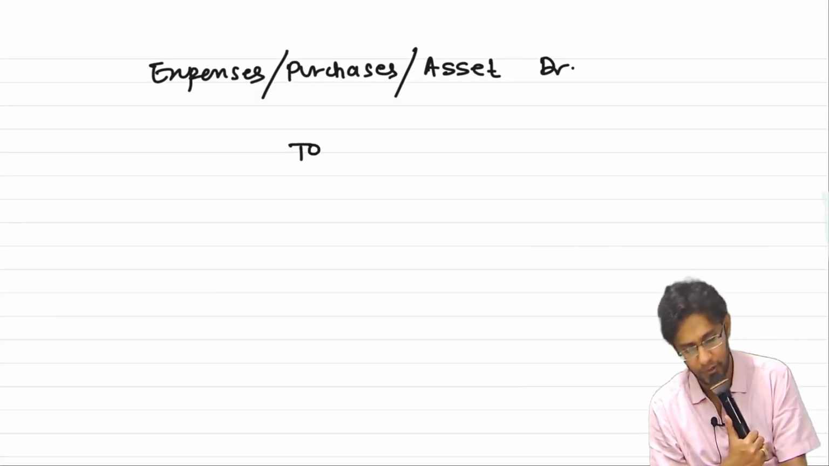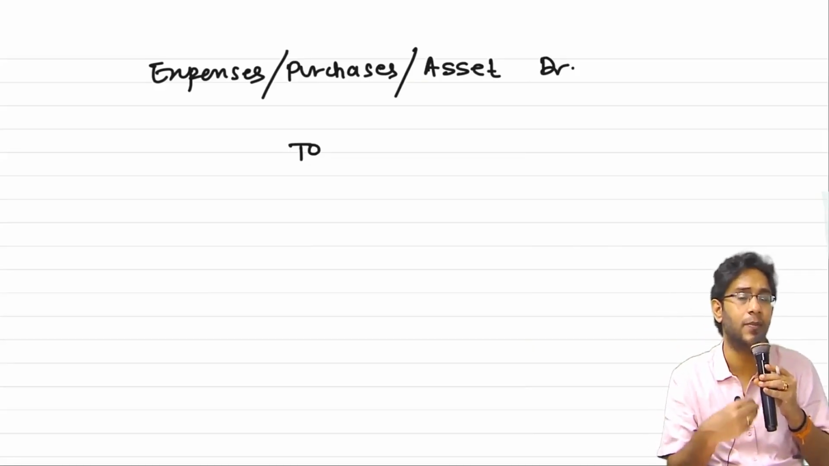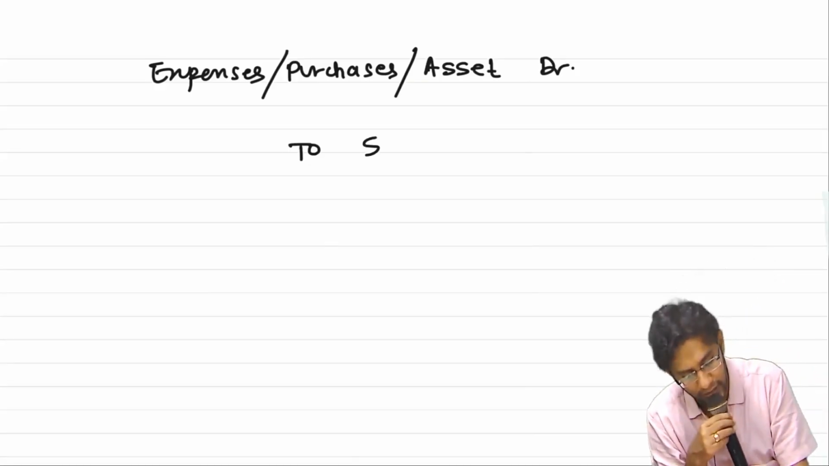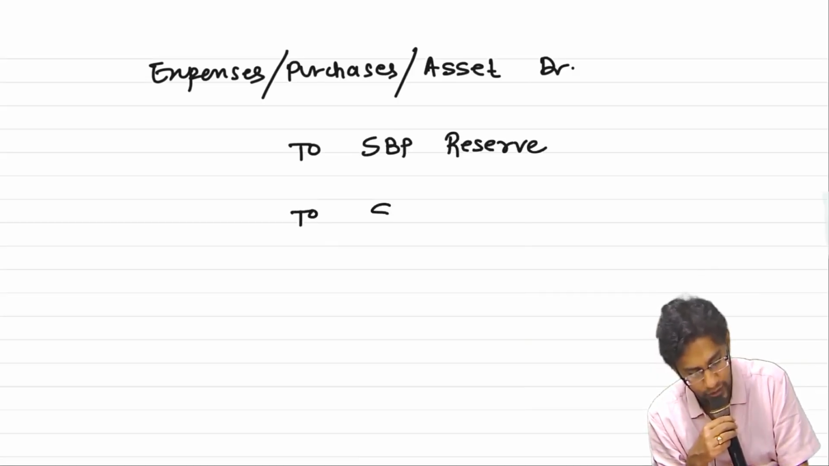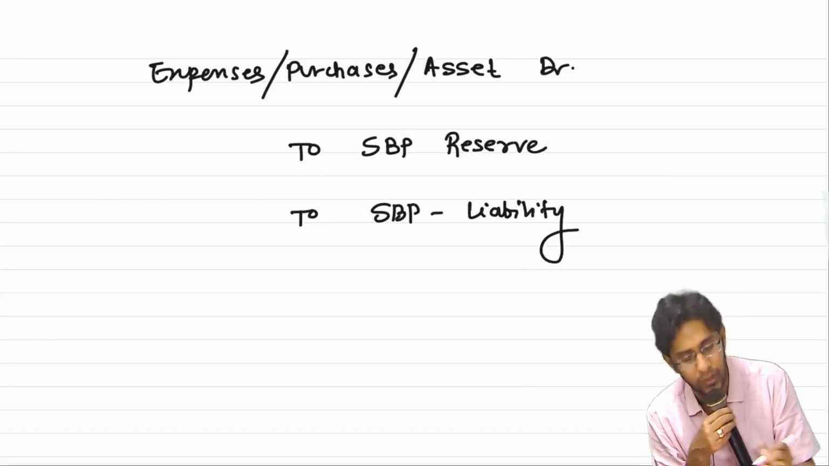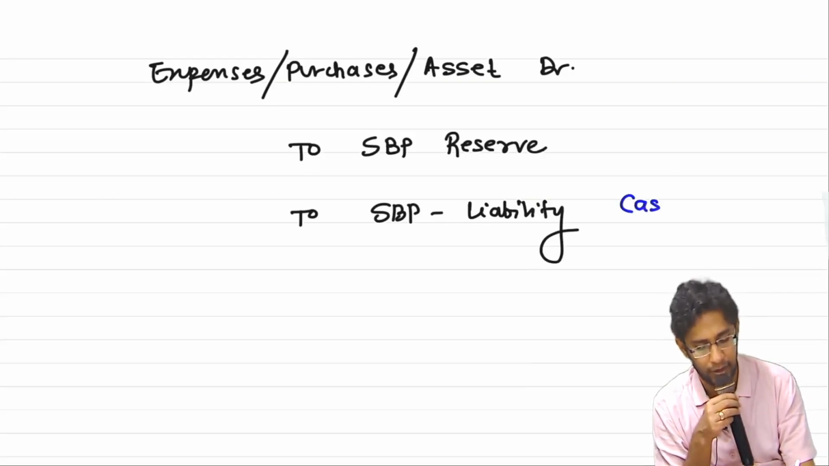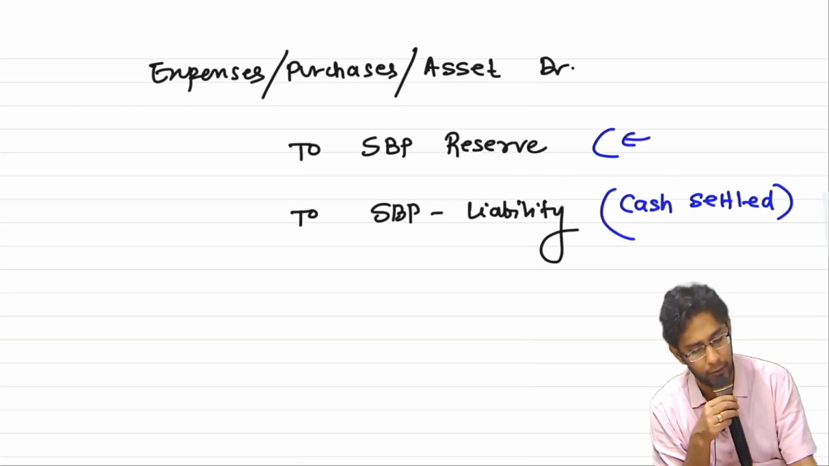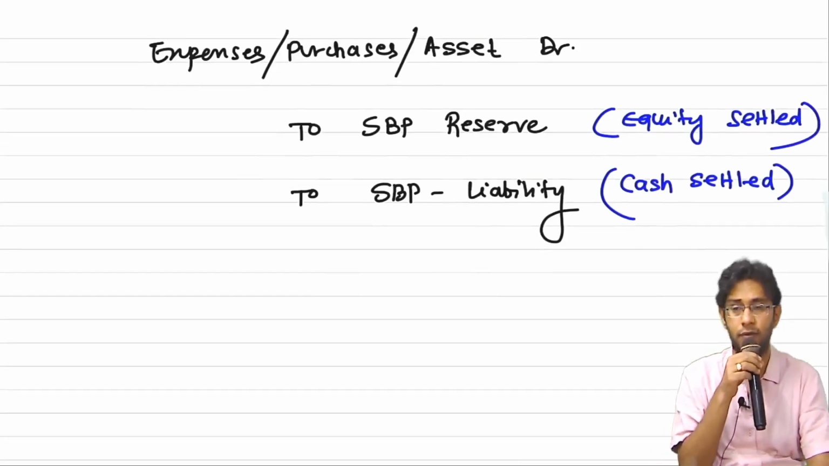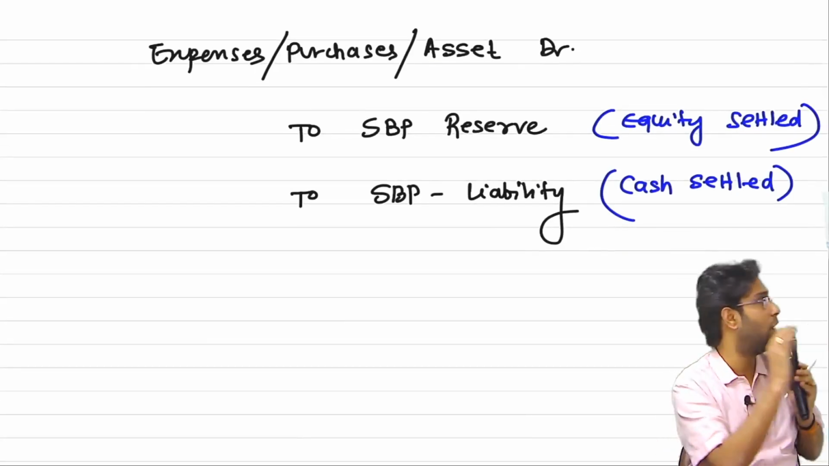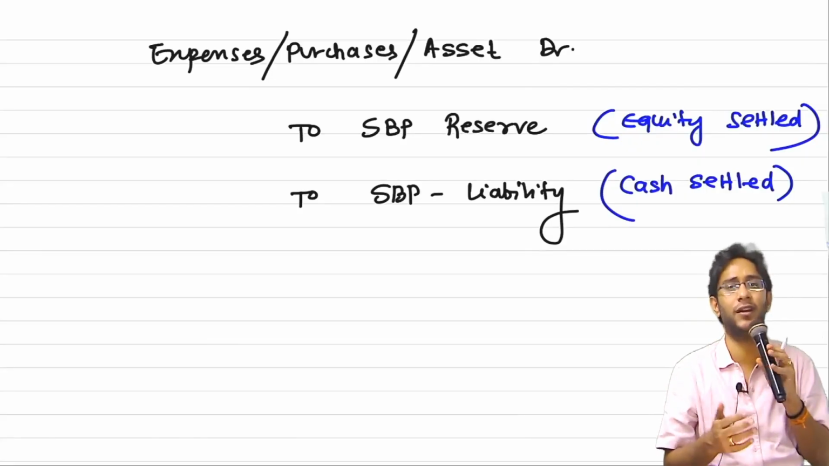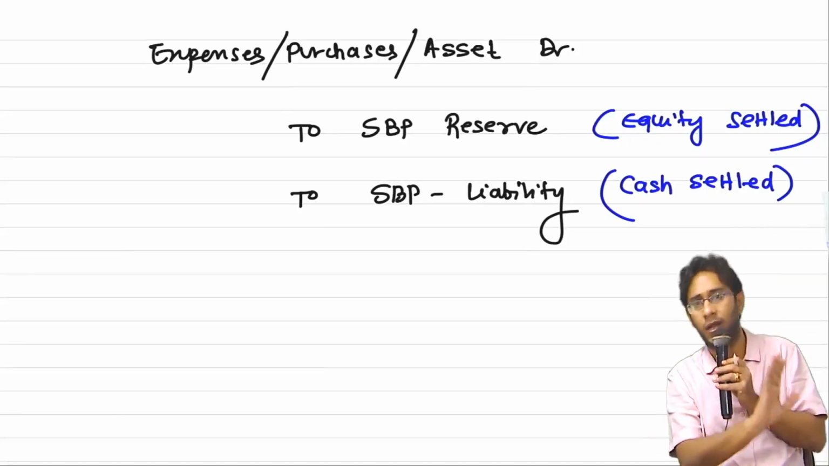Credit portion: if you promise to pay a share-based payment to this fellow, then you should credit either an SBP reserve, or you should credit an SBP liability. You will credit SBP liability if ultimately you are going to pay cash. For cash settled plans, you will credit SBP liability. For equity settled plans, you will have to create SBP reserve. Broadly, this is the entry. In accounting, you will not get anything more than this. We might write it in a roundabout way instead of directly, but broadly the entry is only this.